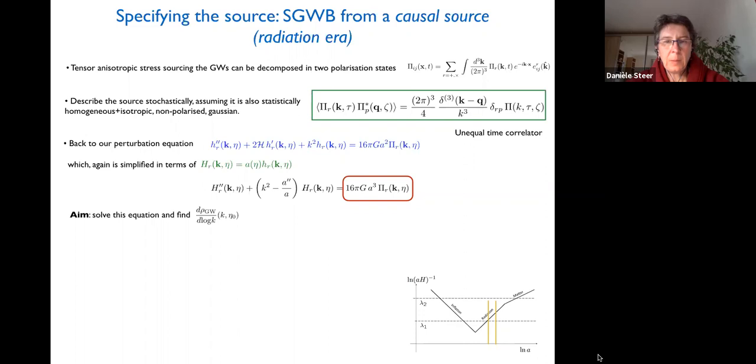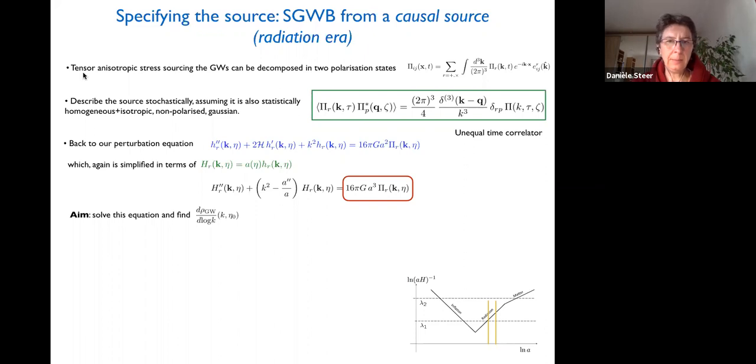Okay, so now I want to carry on, but specify the source, or think a little bit more about the source. So again, I've got the plot down here on the right-hand side. I want to think about a source which is acting in the radiation era. And in fact, in the end, I'm going to limit myself to a source which acts during a short period in the radiation era. And I want to see how far we can go without actually specifying in detail the properties of the source.